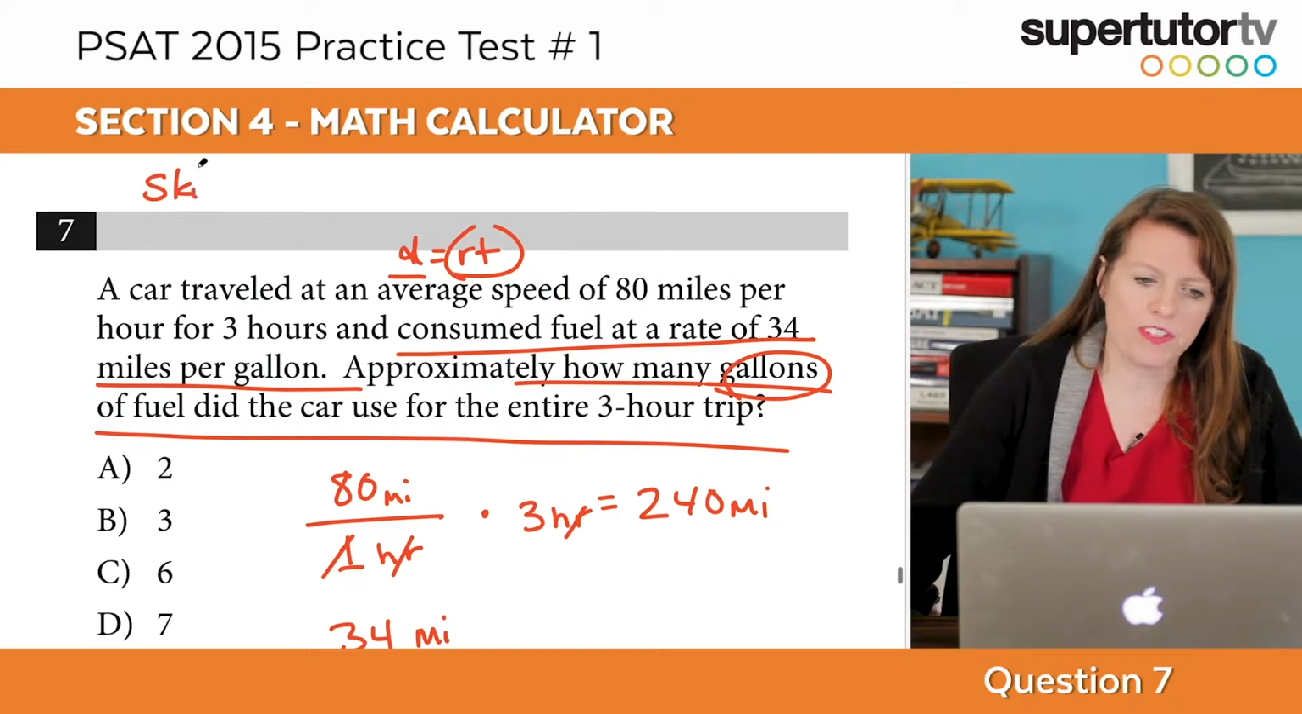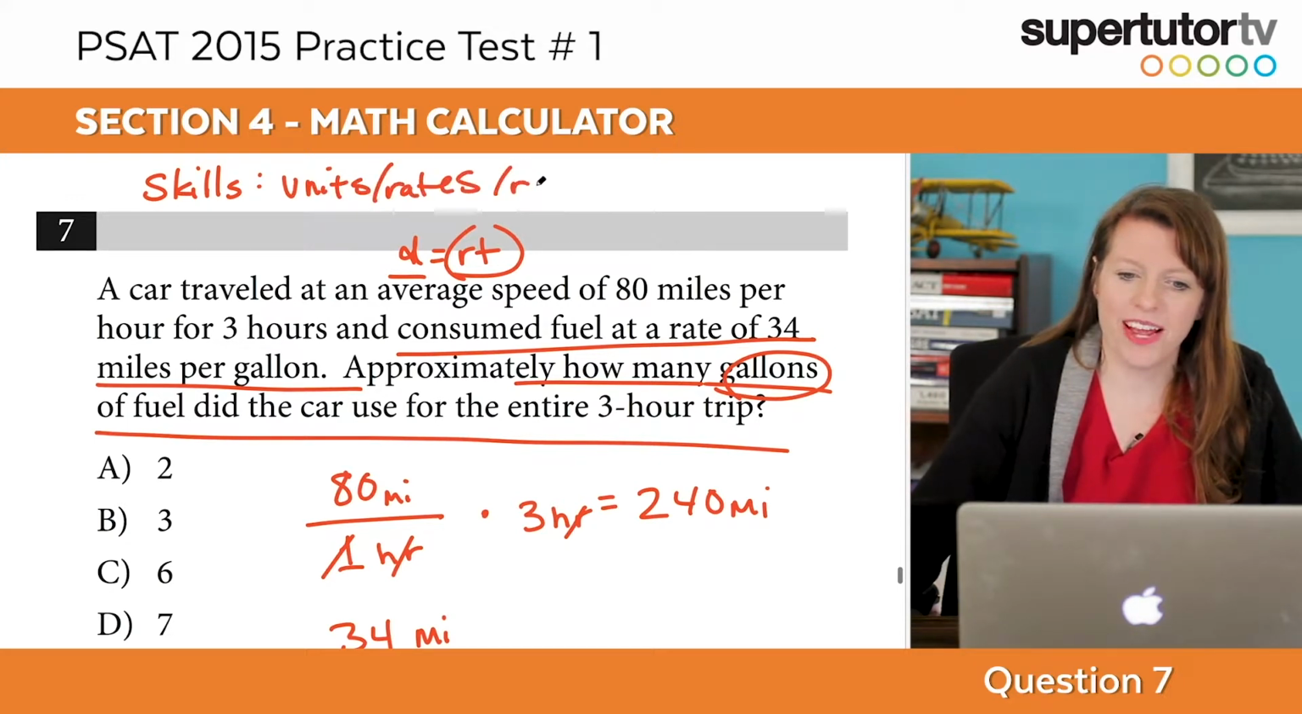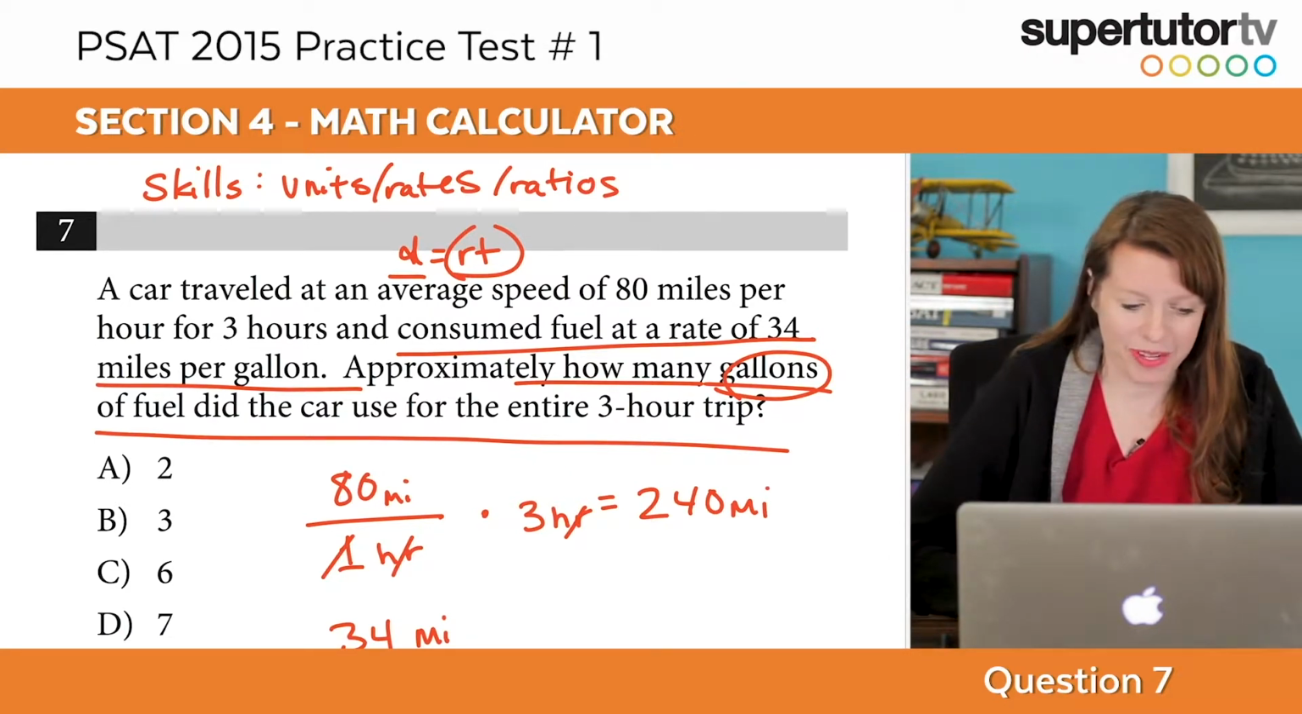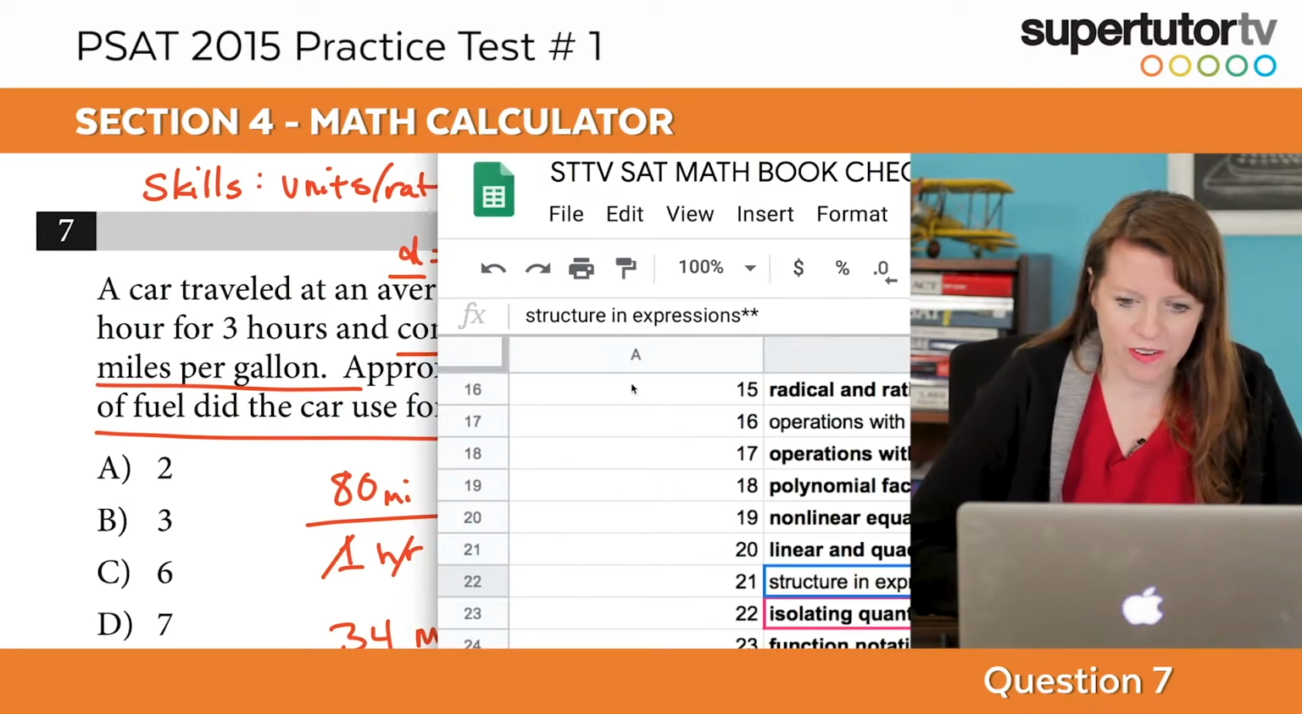Skills video for this, people, is units, rates, and ratios. We go over all of it. This is a rate, by the way. So the skill is units, rates, and ratios. If you guys haven't noticed, that is all over this test. It's like every other problem is the same skill, which is actually kind of cool because you can study one thing and get through a lot of stuff. But it's kind of uncool if you don't know how to do it.